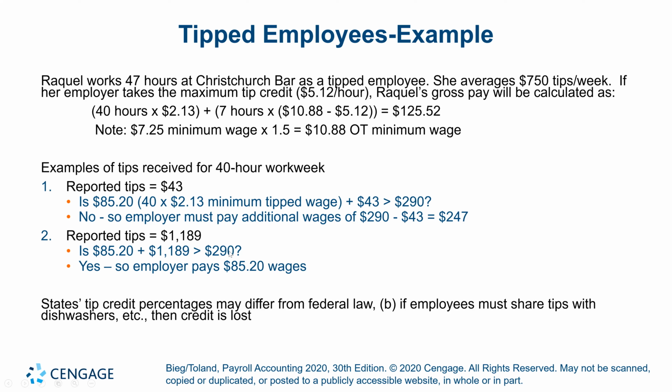And so 290 minus the 43, the employer would have to pay $247. And then if reported tips on the other side of the spectrum are $1,189, that's well over 290. So then yes, the employer only has to pay that minimum 40 hours times $2.13 minimum tip wage. And then just like it shows down here, states' tip credit percentages may differ from the federal laws. And also if employees have to share tips with others, like dishwashers or cooks, then that tip credit is lost to employers.